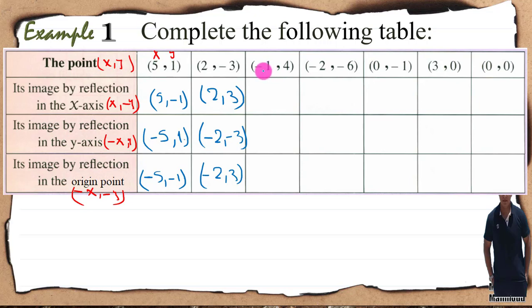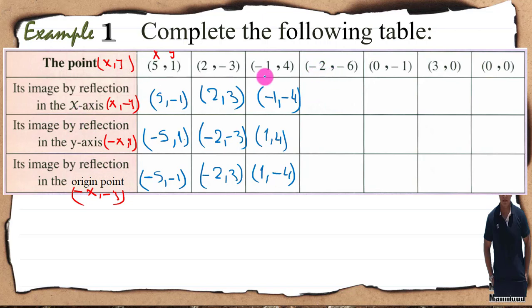Here -1 and 4. In the x-axis we change y, so it will be -1 and -4. In the y-axis we change x, so it will be +1, +4. In the origin we change both, so it will be +1 and -4.